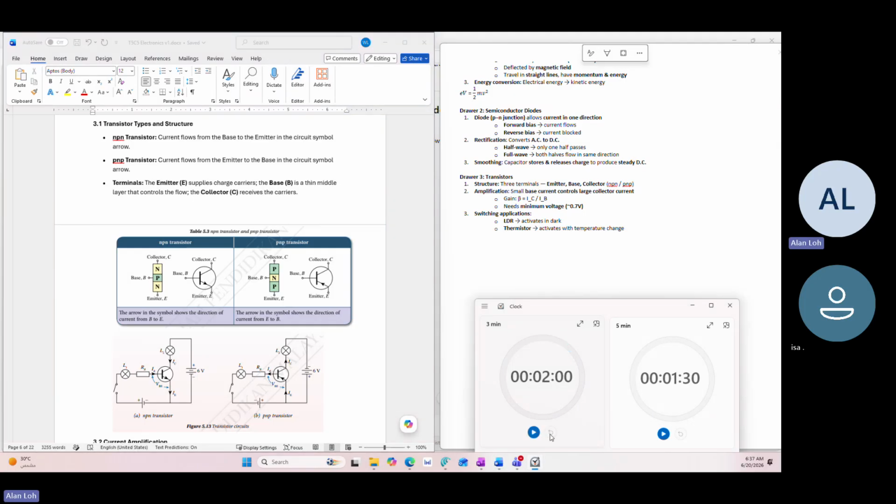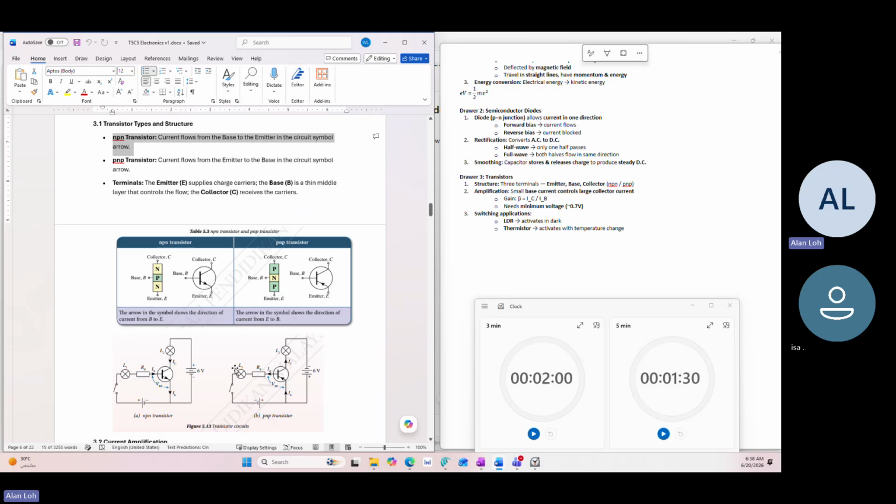Okay, let me explain a bit. So now I think you understand that there are two types of transistor, NPN and PNP, right? Usually you'll be using NPN. PNP is not that normal compared to NPN. Why?